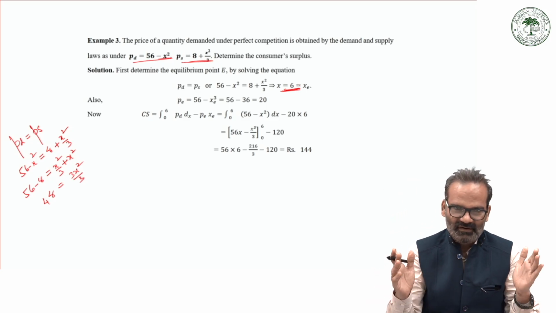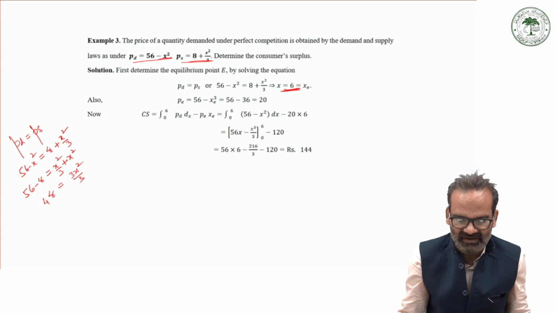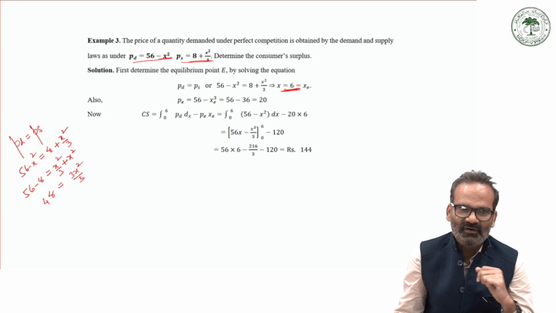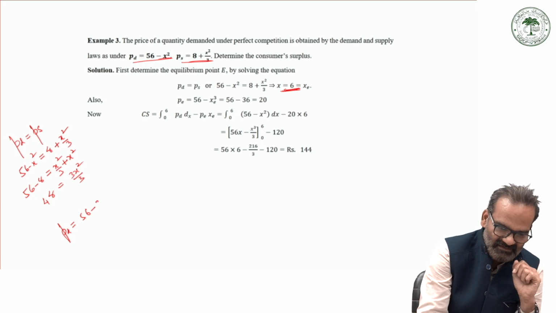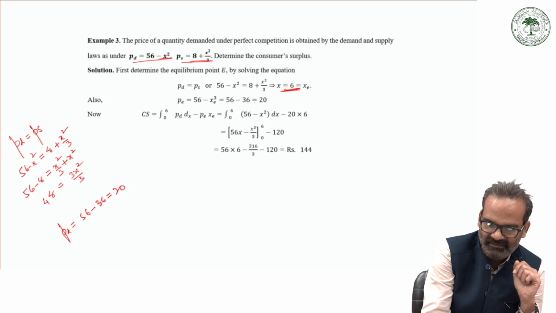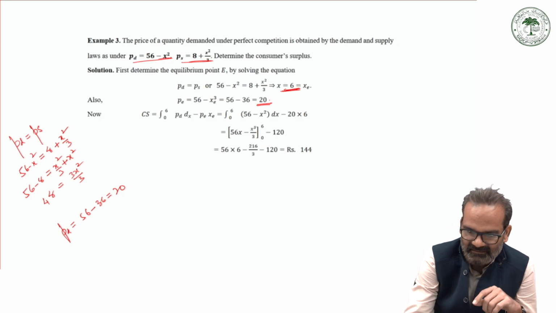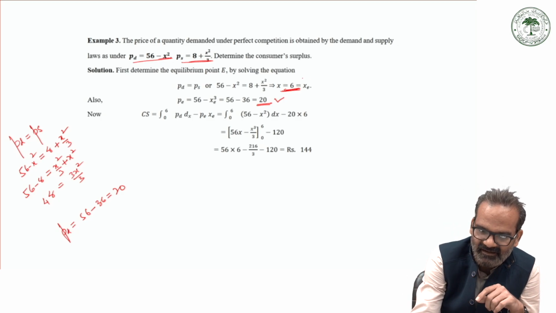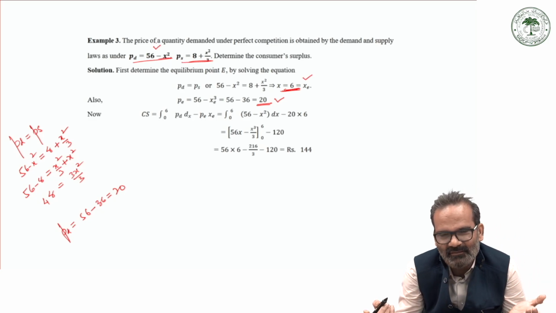I have told you, whenever you equate these two functions and solve, you will get the value of x. Once you obtain the value of x, put this value of x in our demand function. PD equals 56 minus x square, x is 6, so x square means 36, that is 20. So PE is rupees 20. See, PE is there, XE is there, the demand function is there. Now you can use the formula to determine the consumer surplus, right?